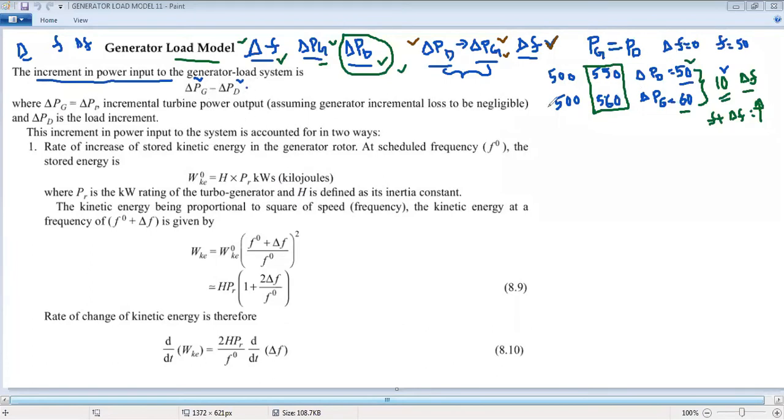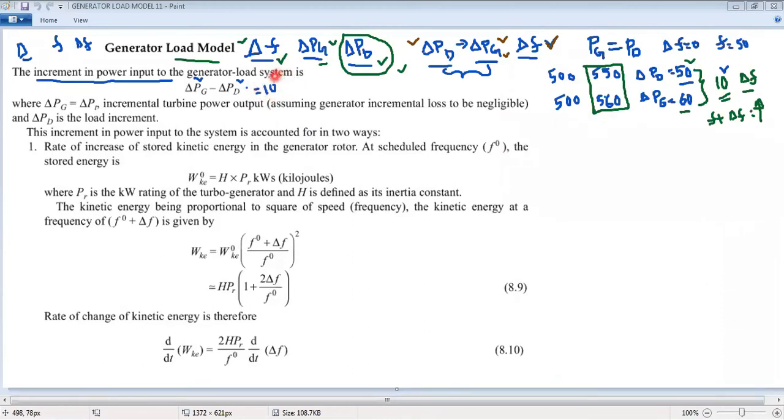But if these two are unequal, then you will get some power like this. So in this case 10 megawatt is there. This 10 megawatt is the increment in the power input to the generator system, delta PG minus delta PD, equal to 10 megawatt in our example. This 10 megawatt is the surplus power available at the bus bar of the system.